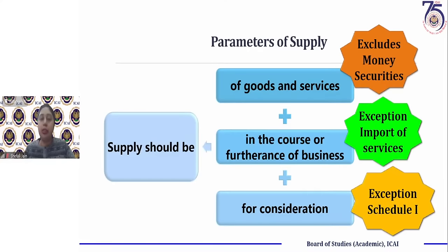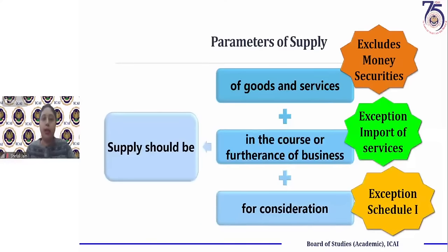First is whether this supply is a supply of goods or service. Is it so? Then we'll move further. We'll see whether this supply is in course or furtherance of business. Supply has been made or agreed to be made in course or furtherance of business. If that is also fine, then we'll see whether the supply has been made for a consideration. That means the supply should not be free. There should be some consideration charged for the supply. If these three parameters are fulfilled, then we'll move further. There are certain exceptions provided by law to these three parameters, but we'll see that in the further course of discussion. We'll come back to this slide to discuss this.